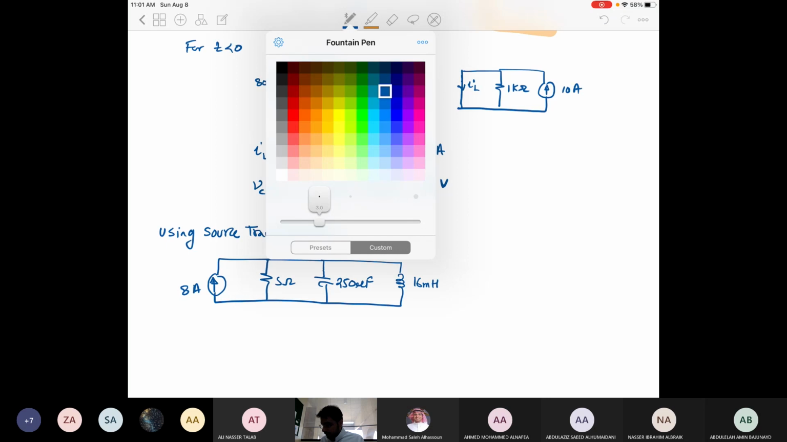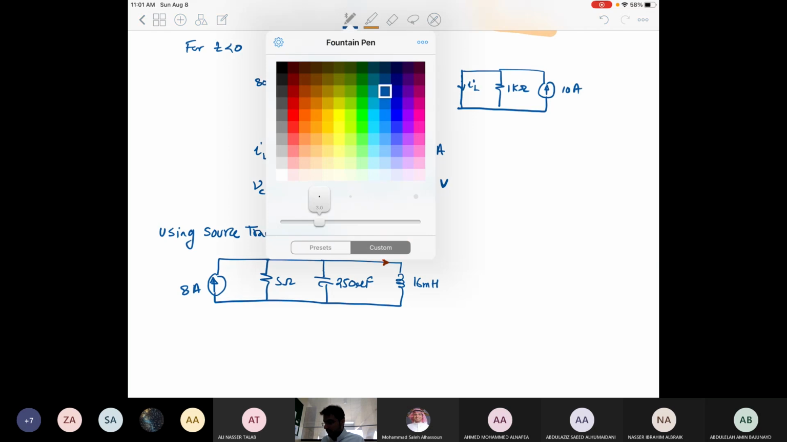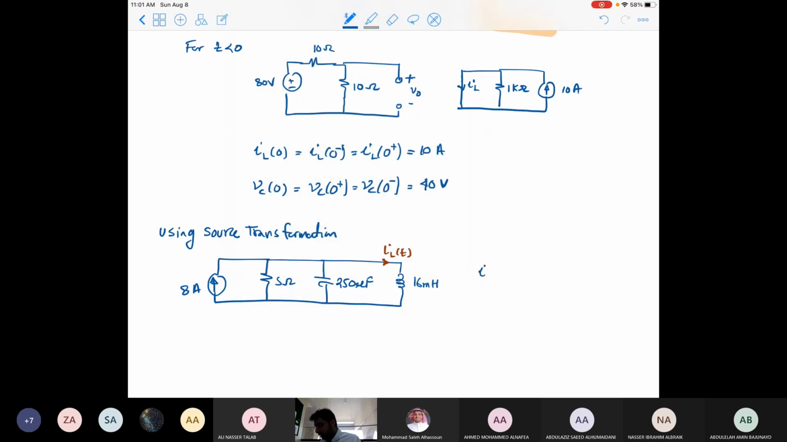Okay. Again, I'm interested in finding this current, the current passing through the inductor, IL of t. So what is IL of t as t approaches infinity.